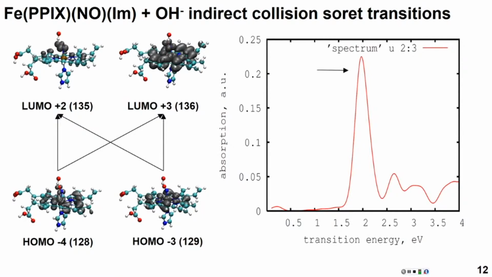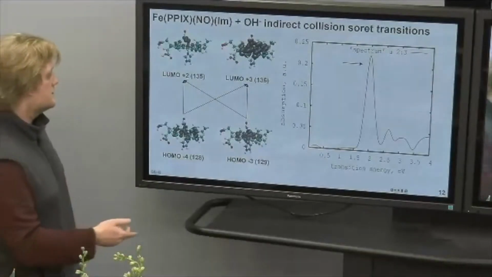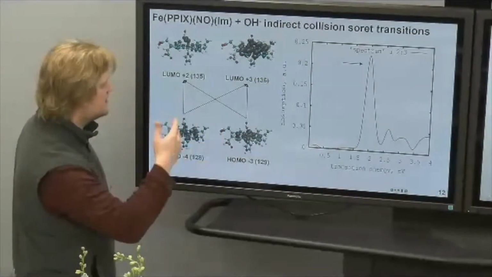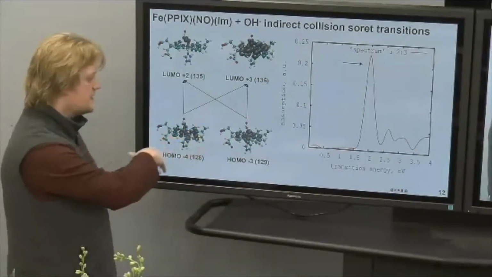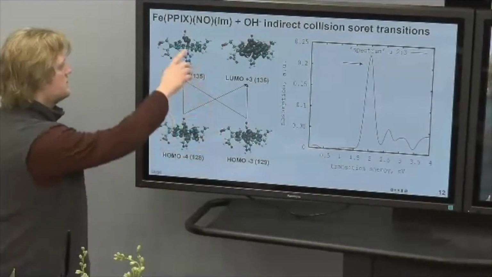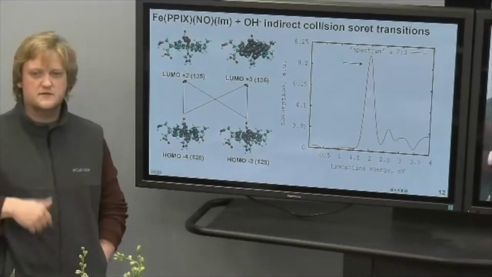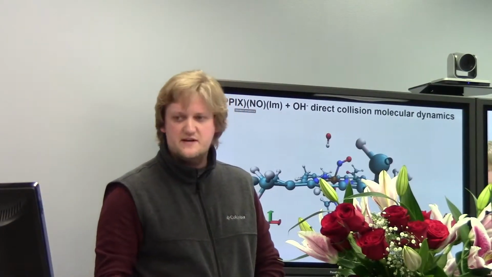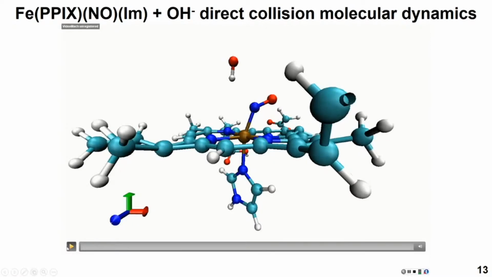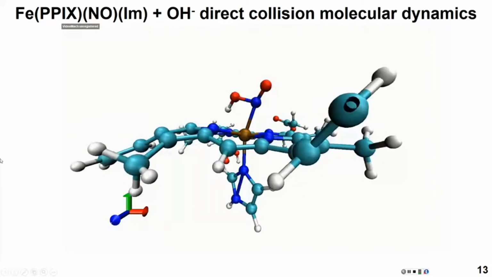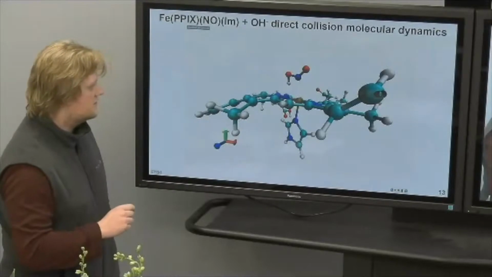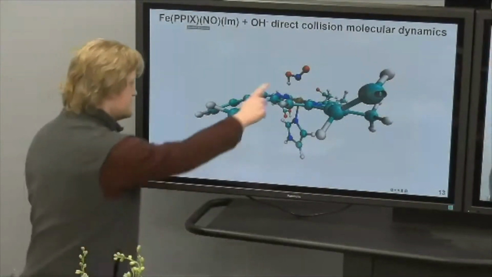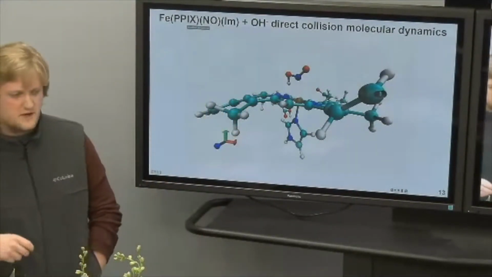If we look at our transitions here, while our HOMOs, where the transitions arise from, are delocalized in the porphyrin ring, some of the LUMOs actually have some charge density on the ligands. So there's a slight difference there. Now, when we look at a molecular dynamic simulation where the hydroxide collides directly with the nitrosyl, we've noticed that we've not only connected, we've formed a bond, and it's dissociated from the iron. So we formed our nitrous acid.